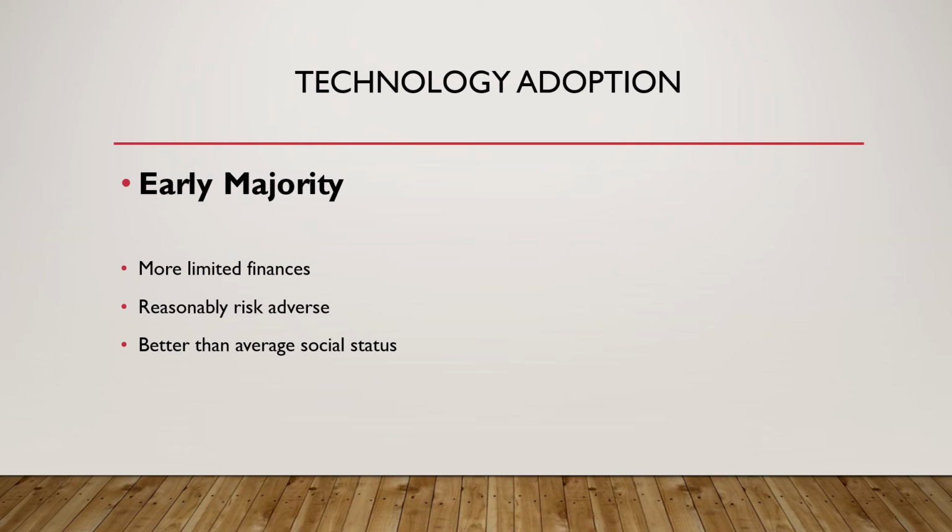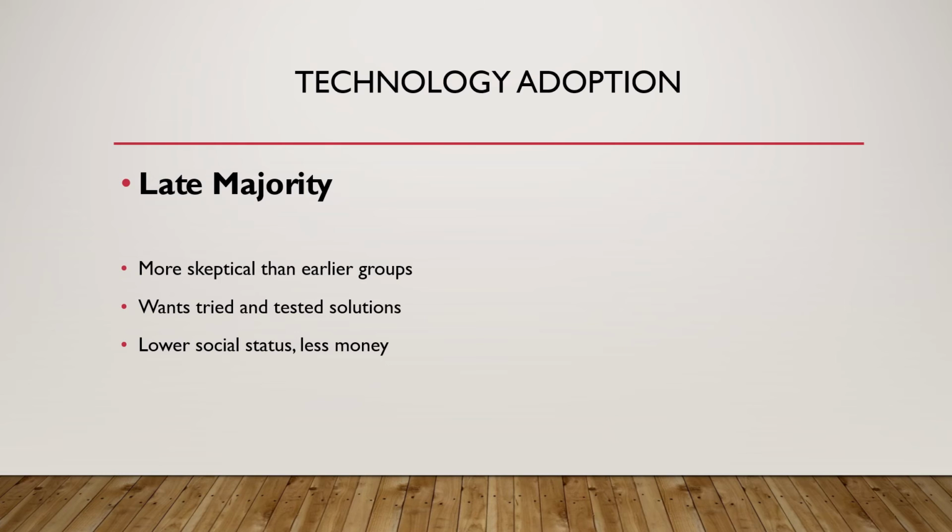Early majority represents 34% and takes more time with decision-making than innovators and early adopters, and arrives at the decision as the product begins to have mass market appeal. This group tends to have more limited resources and wants to make sure their purchases are made wisely. With average social status, they do have access to thought leaders.